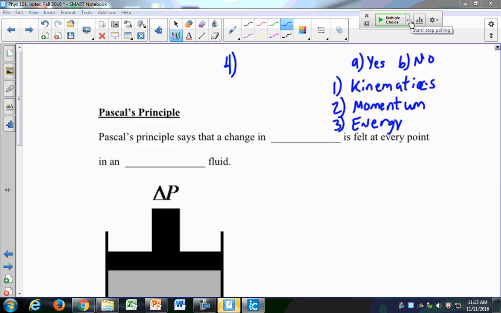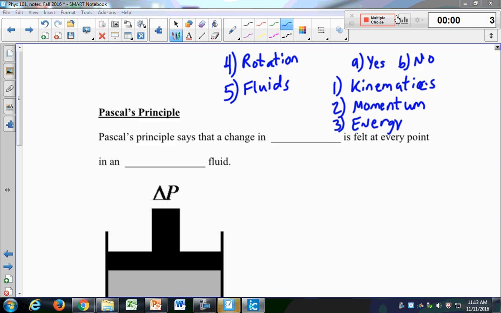Did you cover rotation? Yes or no? That's theta, omega, alpha, that jazz. All right, so a few more seconds. Most of you have not done that. I'll stop at 15. And then, did you cover fluids? The stuff we're doing now.